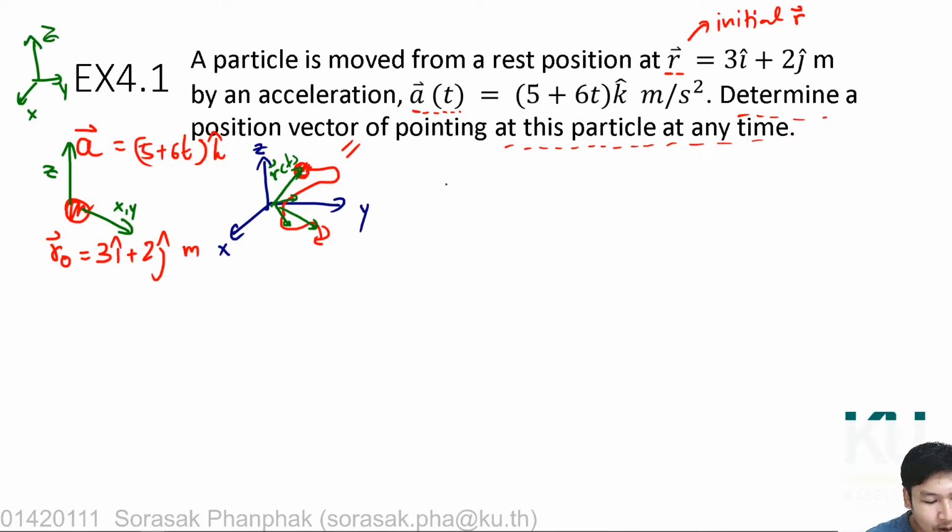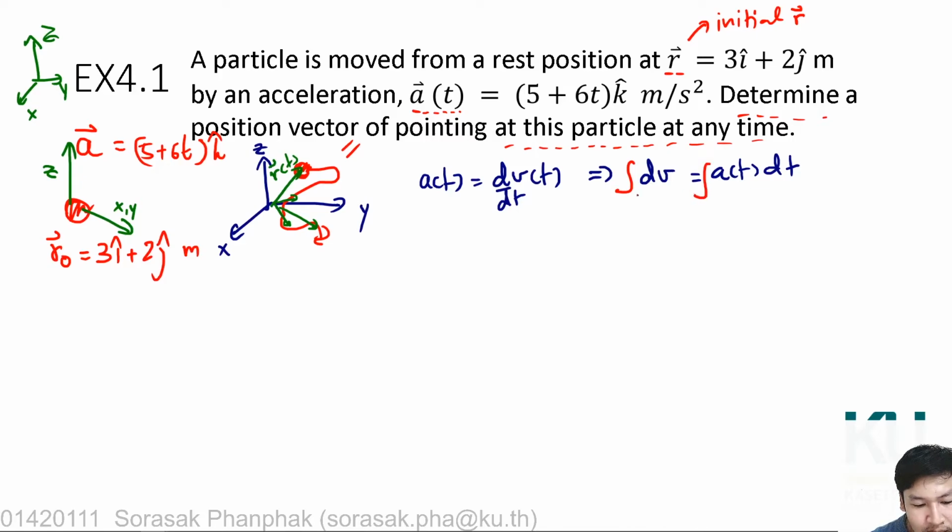So from this, we know that a comes from dv by dt, right? When a is the instantaneous acceleration and v is the instantaneous velocity. So if we would like to find v, you can rearrange this term. You get dv equal to a(t) dt, and then integrate dv and also a dt.